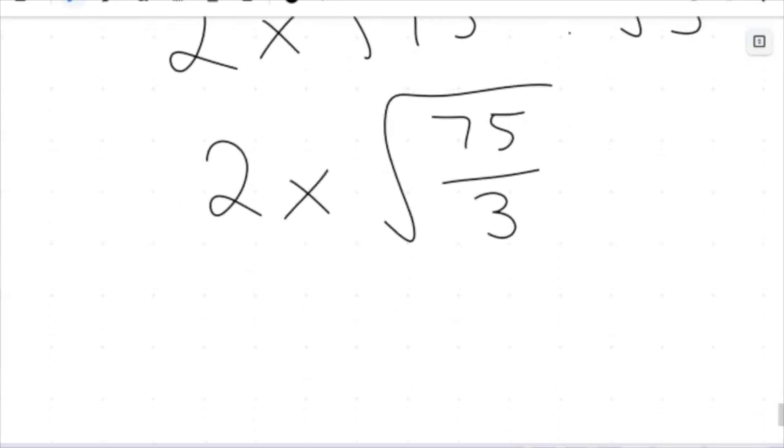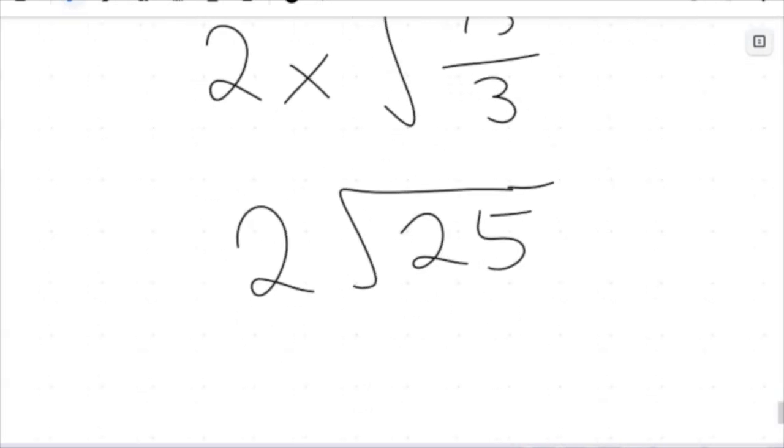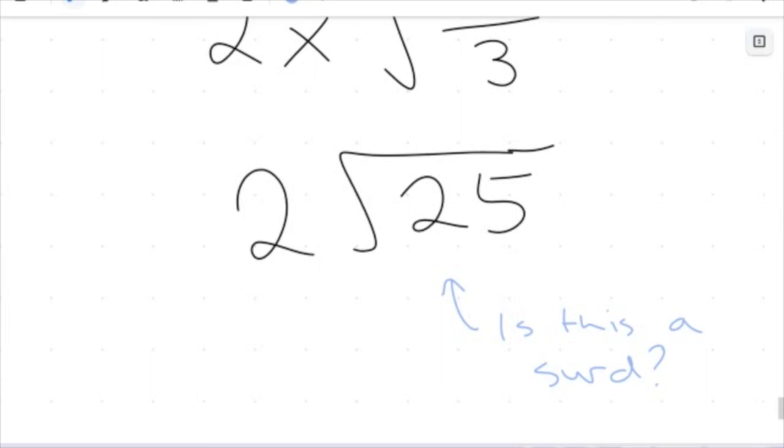This is from what we learnt in the previous video. So what I get left with is 2 root, because I can write this without the multiplication sign, just writing 2 root, and I want to do 75 divided by 3, and this gives me 25. Now I want you guys to ask yourselves, as I said in the last video, is this a surd? Now the answer is actually no. Because remember, 25 is a perfect square. So when we square root 25, that's going to give us a whole number of 5. It's going to give us a rational number. Surds only are square roots where we only get irrational numbers as an answer.